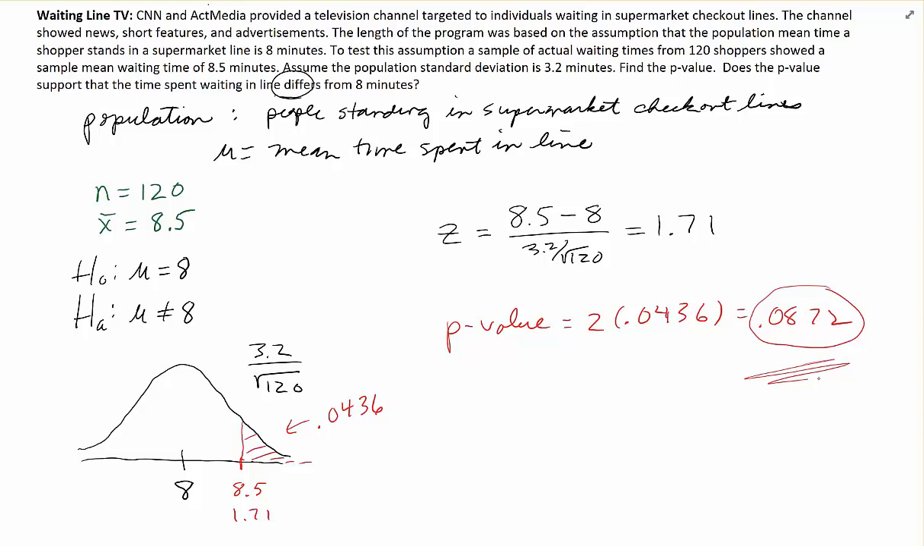0.0872, if we were setting alpha to be equal to 0.05, then this is too much risk, and we would not reject the null. But if we were setting alpha to be 0.10 or 10%, then we are within that risk of making a type 1 error and would go ahead and reject the null and say that there is a difference.